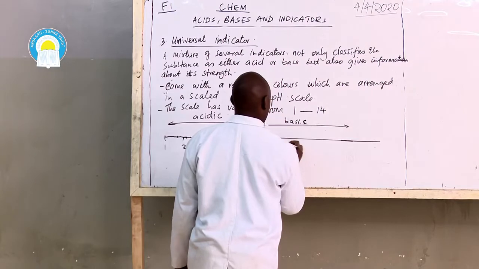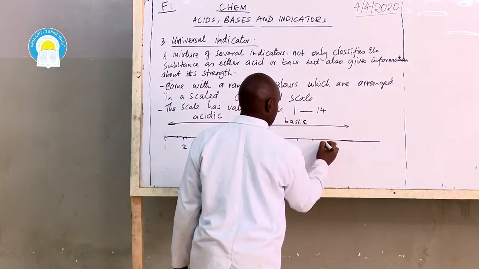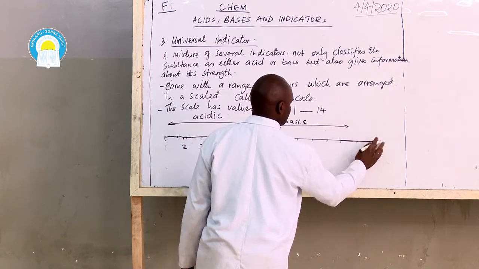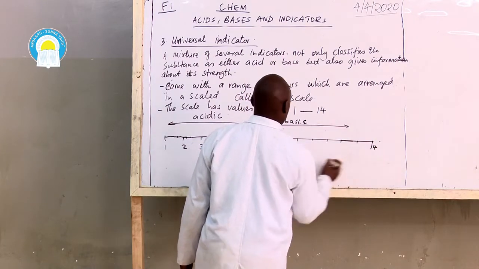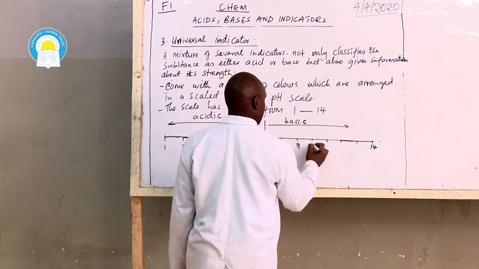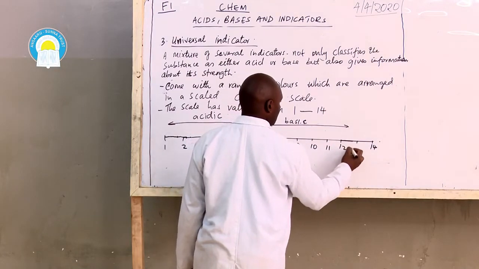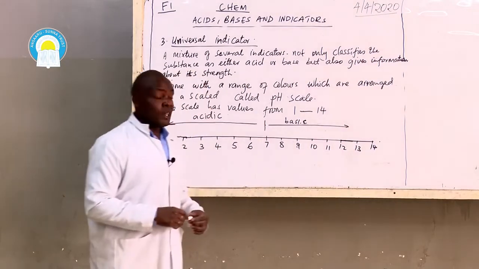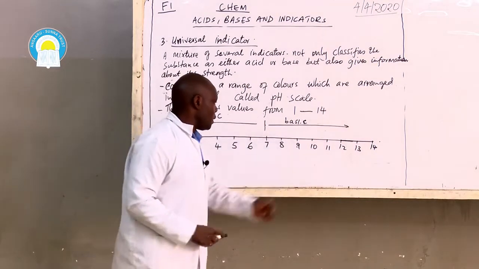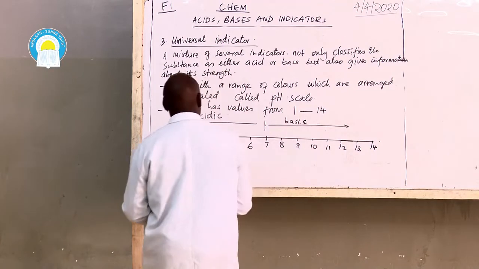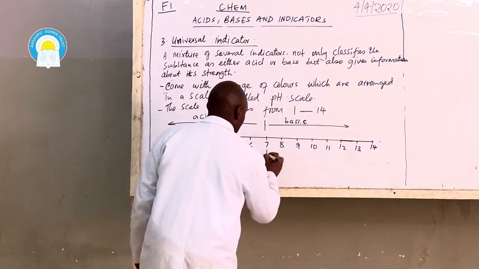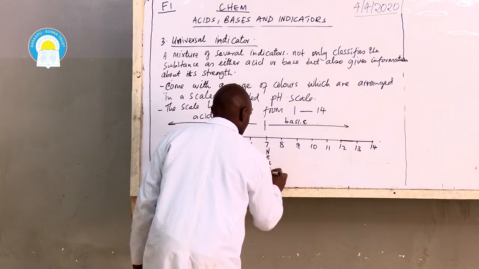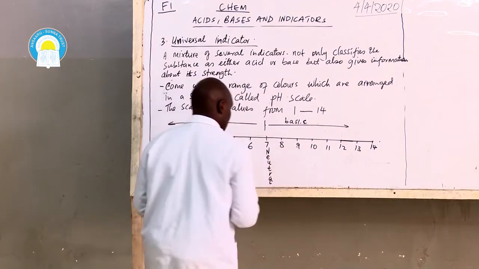Then here 8, 9, 10, 11, 12, 13, 14. Therefore, any substance with a pH greater than 7 is basic, pH less than 7 is acidic, and a substance with a pH of 7 is neutral.